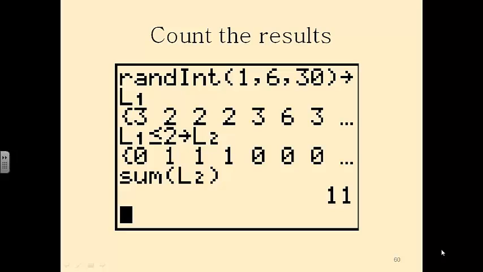The reason we do that is because now we can use the sum command on your calculator. The way you find the sum command is you do second list, which is directly above the stat key, go over to math, and then the 5th one down is sum. So you do sum of list 2, and what it does is add up all of those 1s. Remember that the 1s represent the 1s and the 2s, and so you get a sum. Your sum is going to be different than mine because everybody's simulation is going to be slightly different. But on this screen, we got 11 out of 30 were 1s and 2s. So that's our simulation of rolling the dice.